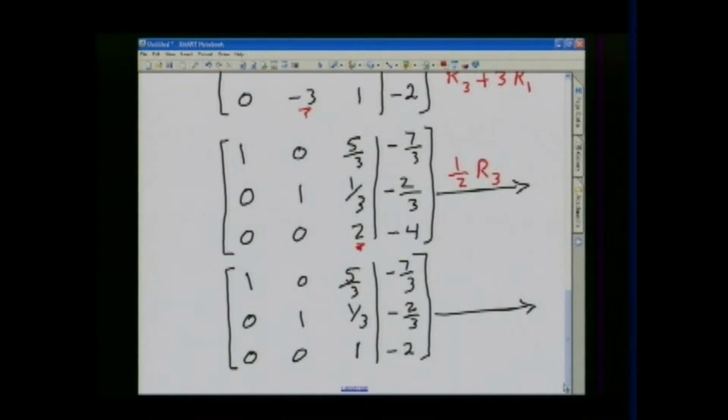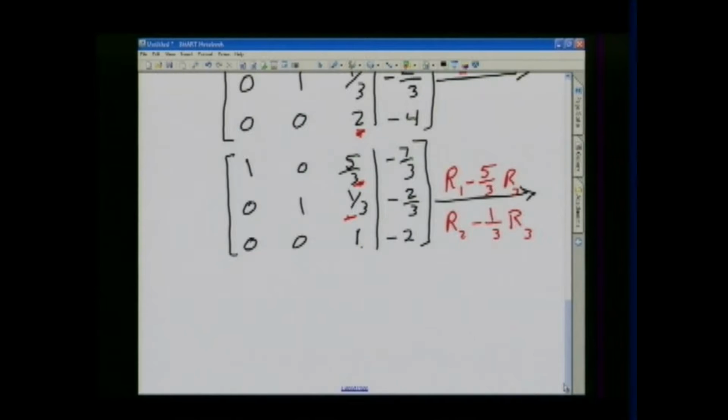Next step is to make this 5/3 into 0 and this 1/3 into 0. So what we're going to do is we're going to say R1, the first row, minus 5/3 of the third row, and then R2 minus 1/3 of the third row also.